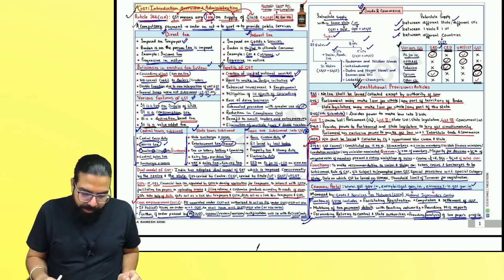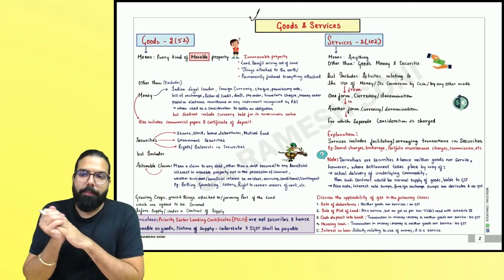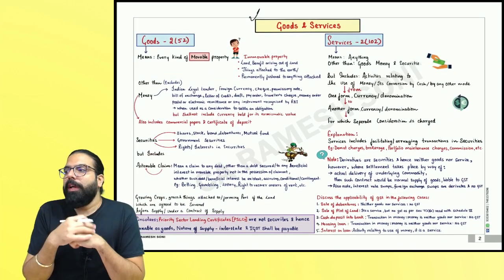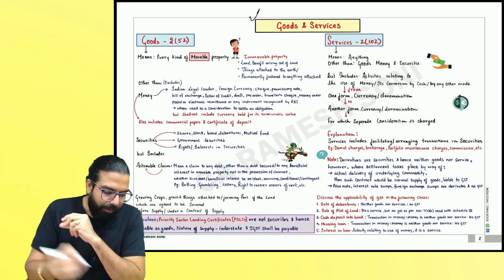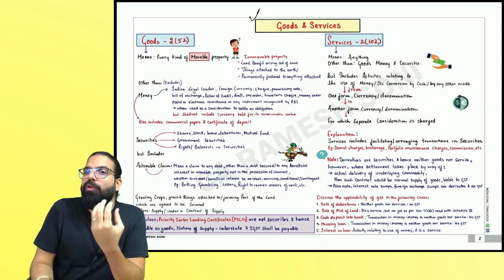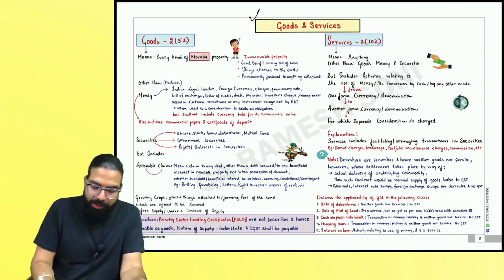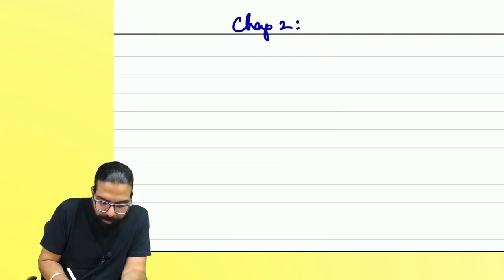Now, everyone, let's move to the next chapter. Please come to the next chapter. The next chapter actually is the chapter of supply. But before we learn supply, we should know what is goods and service. Chapter number 2 we are going to learn today. Chapter number 2 is talking about supply.